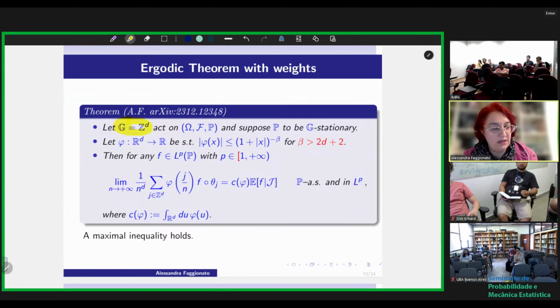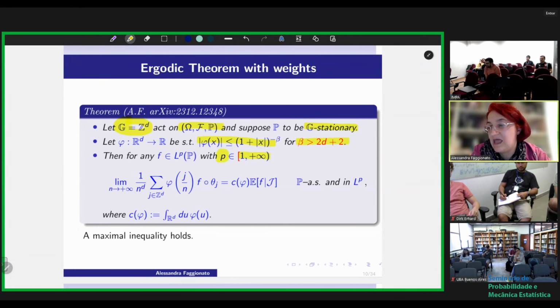Suppose we have the group G equal to Z^d acting on the probability space by measure preserving maps, so P is stationary for the action. Let us take phi, a function with a decay, like in the previous theorem of Tempelman and Schulman, but now beta is larger. Beta is larger than 2d plus 2. Before it was only d. And then for each f in L^p, and p can be even 1, I have exactly the same statement.